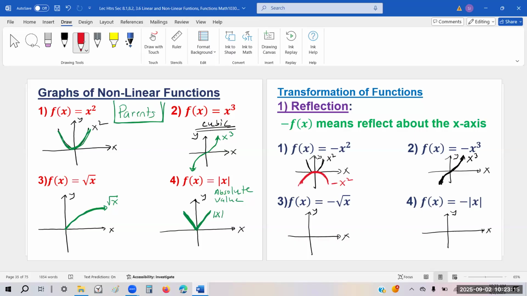That's the reflection. So the original right side goes on the bottom, and original left side goes on the top. So it gets this shape. It's like they're hugging one another. The black is the original one, and the red is the reflection one. We're reflecting about the x-axis.